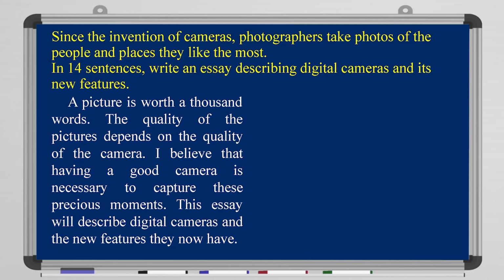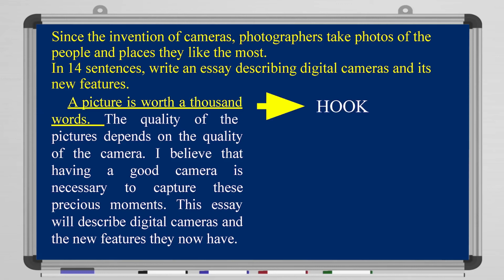Let's break this down. First sentence is a what? A picture is worth 1,000 words. It makes you think, yes, it is worth 1,000 words. So what is this? This is the hook, for example. Okay? Another thing we talked about was the thesis statement. And your thesis statement is what your essay is going to be about. So with the sentences that are left, what do you think is the thesis statement?